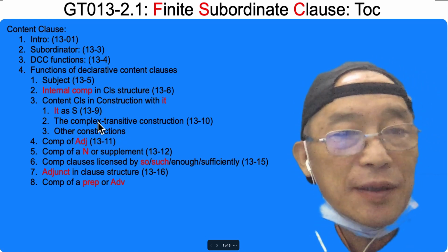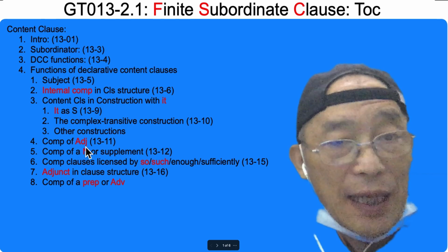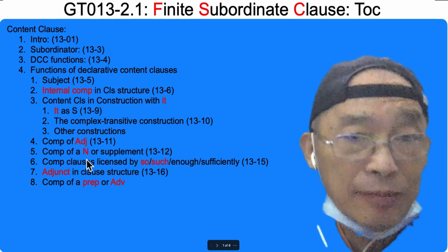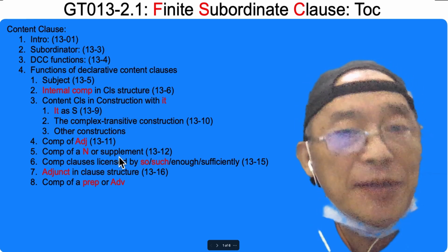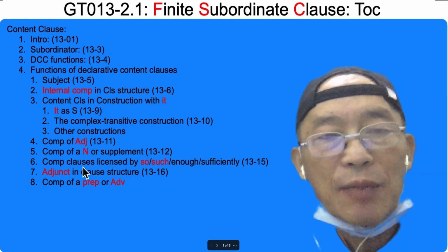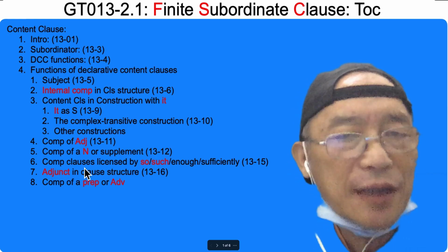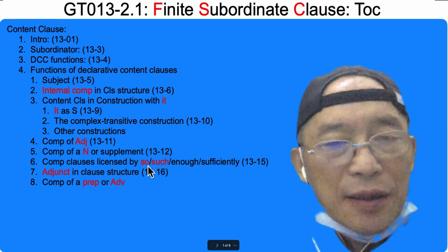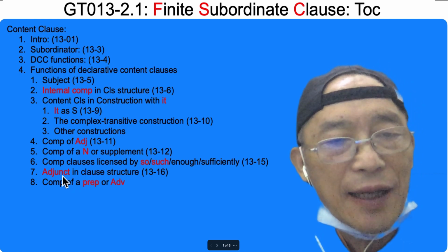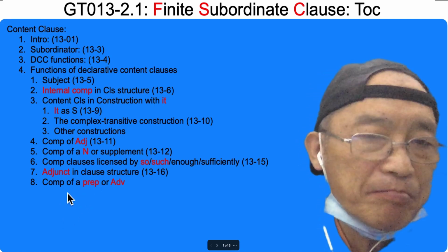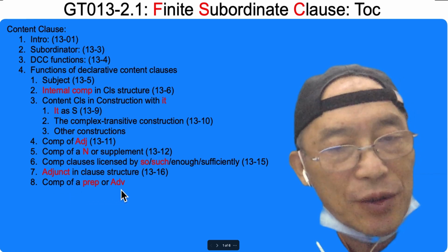And for other constructions regarding it, and complement of adjective, complement of noun, or content clause, declarative content clause acting as a supplement, and complement clause, content clause acting as complement, licensed by it, so that, such that, etc. And declarative content clause acting as adjunct in a clause, and declarative content clause acting as complement of a preposition or adverb.